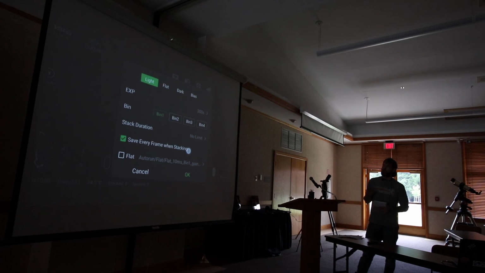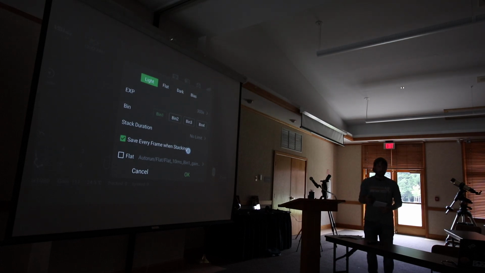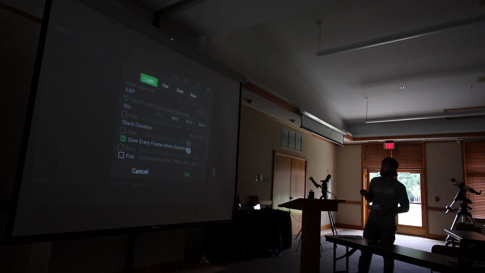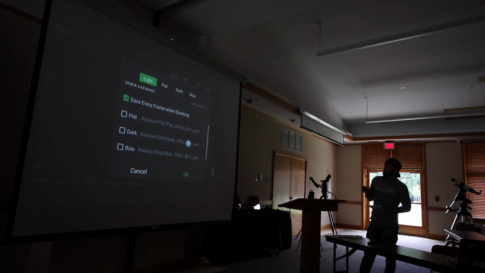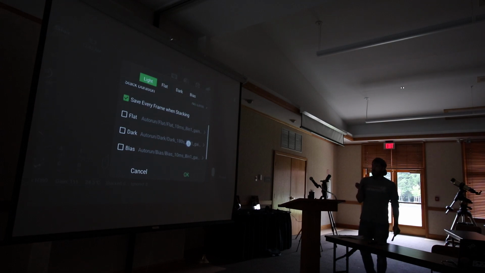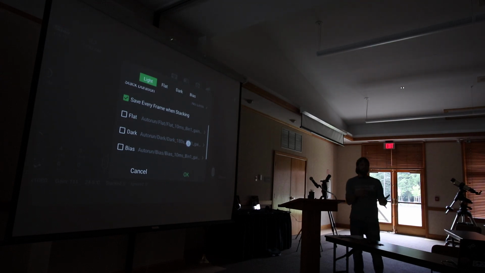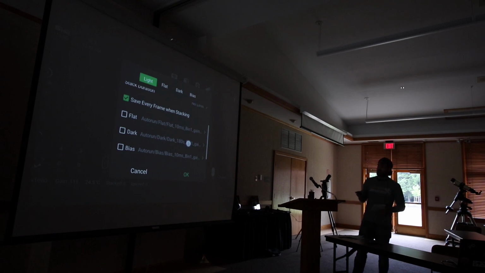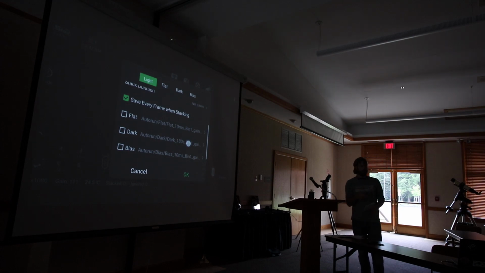So you can actually add flats in. I actually have to add darks because my camera is really bad at amp glow. So yeah, you can add darks, bias, anything. When you click on this, it will open up another menu that allows you to take the dark frames right there. You just have to put the cap on your telescope.